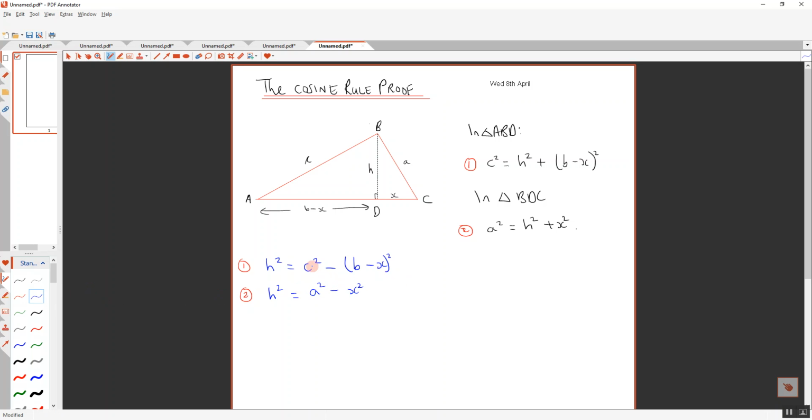Now, as c squared minus (b minus x) all squared is equal to h squared, which is also equal to a squared minus x squared, then these two expressions equal each other. So I can have c squared minus (b minus x) all squared is equal to a squared minus x squared. So hopefully you can see where I'm going with this.